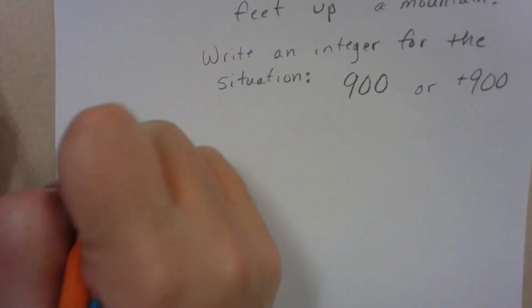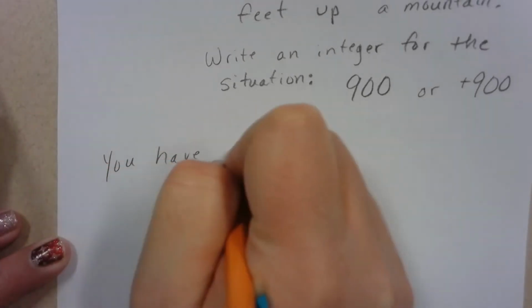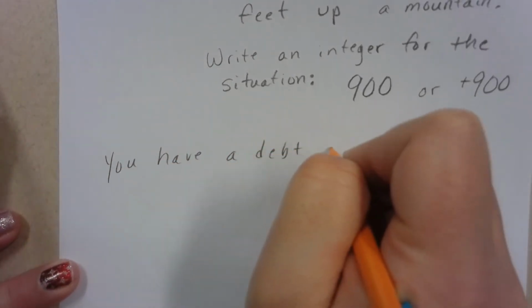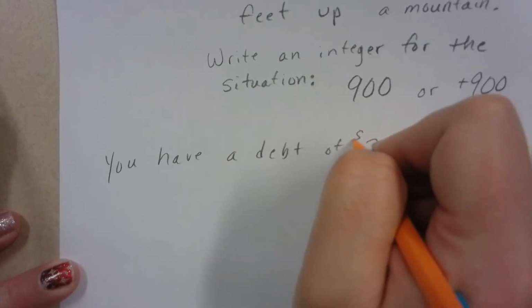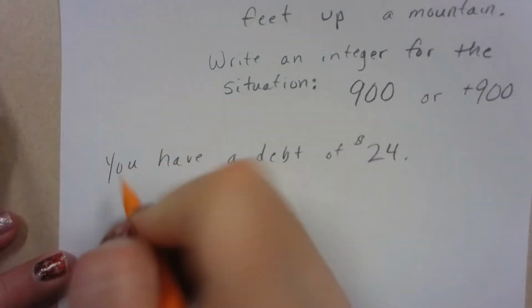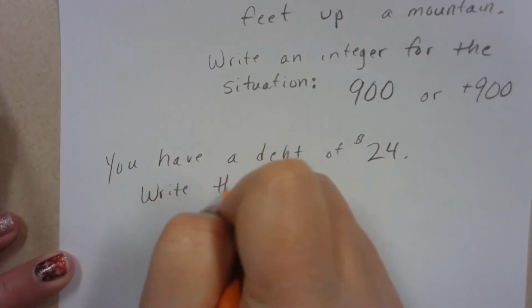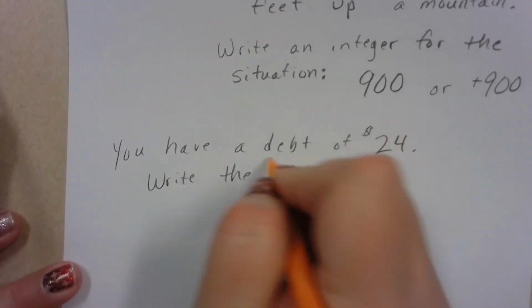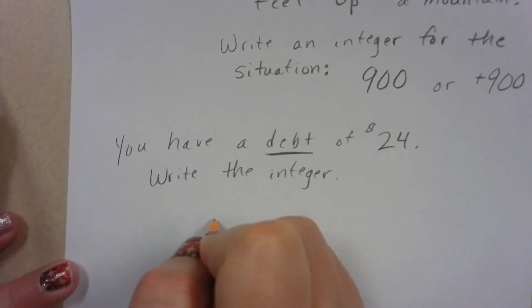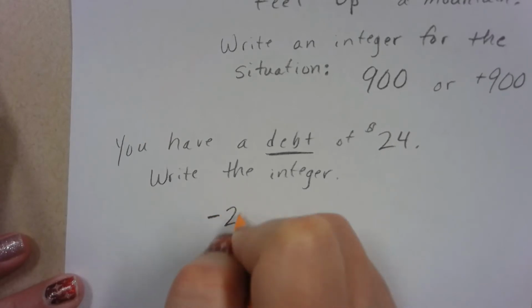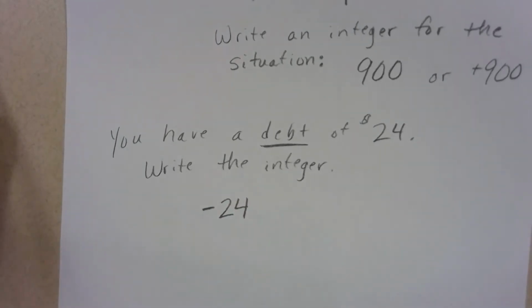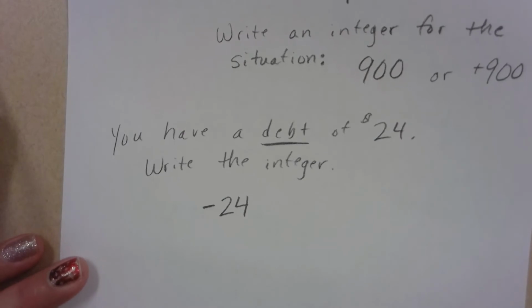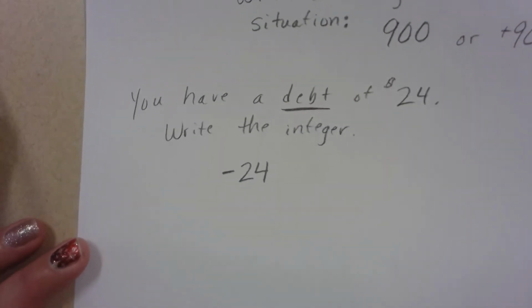All right, so you have a debt of $24. Write the integer. Well, debt is negative, right? You owe someone money. So negative 24. Okay, so you're going to use integers to describe real world situations. And also you're going to have to graph integers and their opposites.